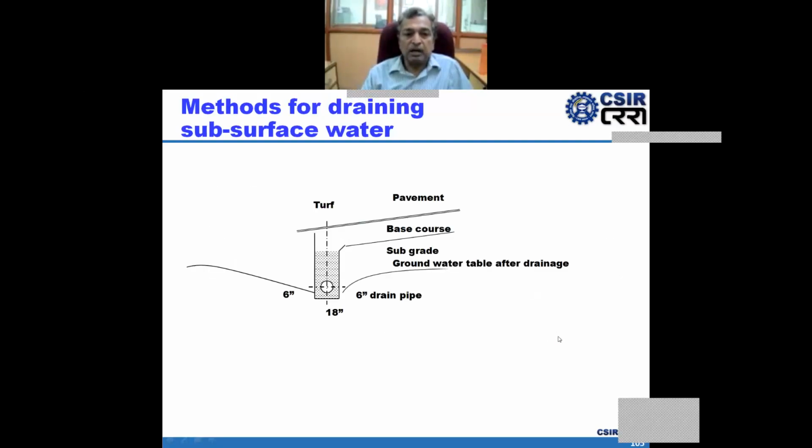This is the pictorial view of the proposed drain. This is the pavement, the base course, and the subgrade, with the groundwater table after drainage. This is the 6-inch.